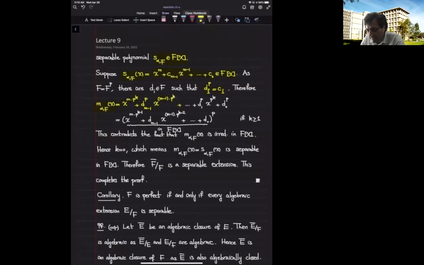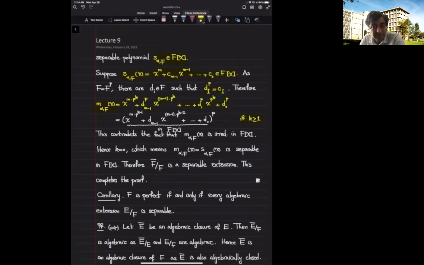And then the next term, similar. Then the one before the last one, I have to write down d sub 1 to power p instead of c sub 1. Instead of x, I have to write down x to power p to the k. Instead of c sub 0, I have to write down d sub 0 raised to power p. Now, if k is a positive integer, then all these terms are something raised to power p.